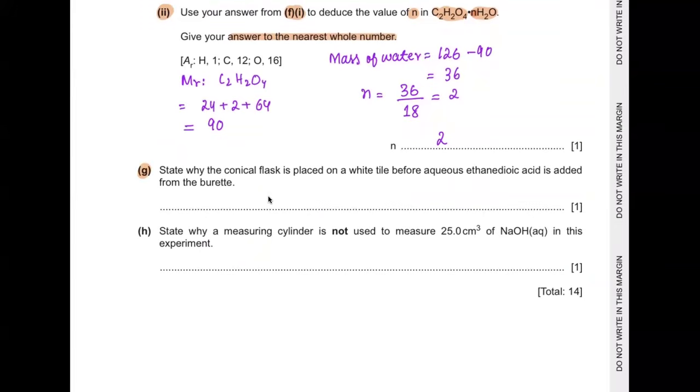Now, part G. State why the conical flask is placed on a white tile before aqueous ethane dioic acid is added from the burette. To see the color change more clearly. Very good, Abdullah, because the white tile makes the color very clear, and when the color changes, that change would be very clear as well. So the color change can be seen more clearly.